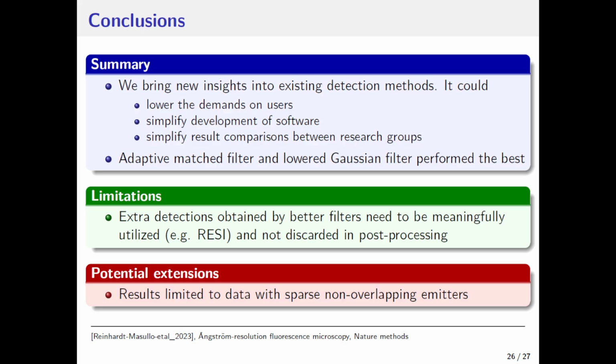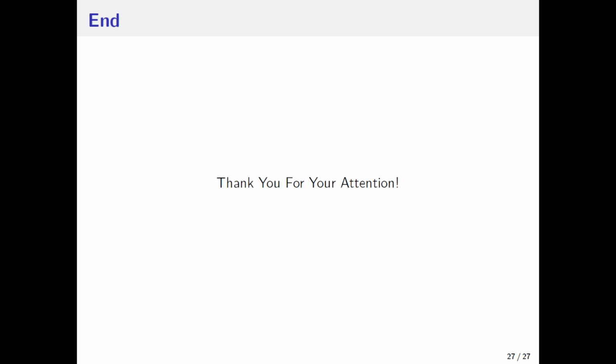The last thing, which is not a limitation, but our method is based on the assumption that the emitters are not overlapping. So the question of how the detection filter should look when we have high density emitter data is still an open question to be researched. So thank you for your attention, and I'm very happy for your insights or comments.